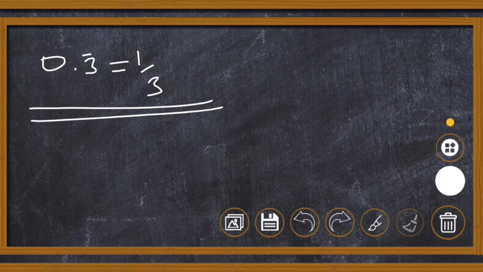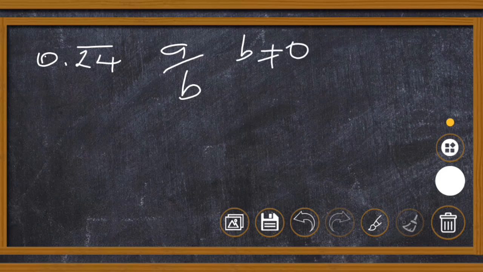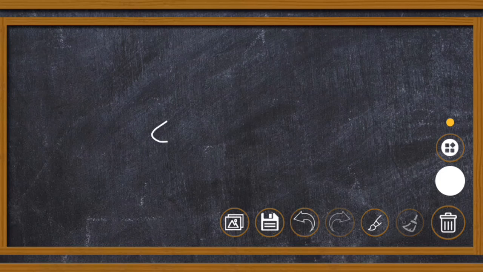So let's look at the second example. Let's say we have 0.24 with a bar on top. How can we express this in form of a over b, where b is not equal to 0? In this case, the first step, like we have said before, is to let x equal to the given expression. In our case, it's 0.24 with a repeating figure. And then the next step, as we can see here, the number of figures the bar has covered is what? Is 2.